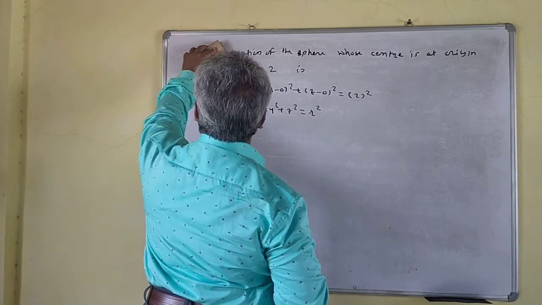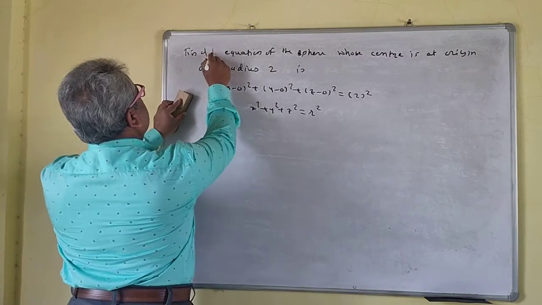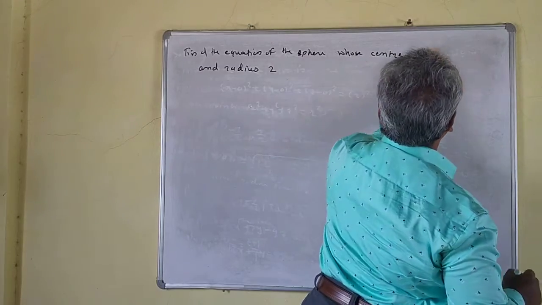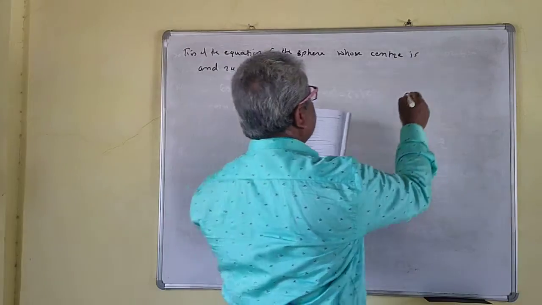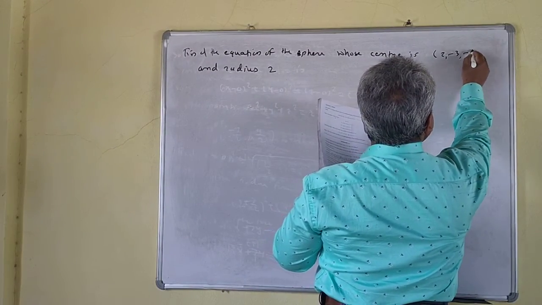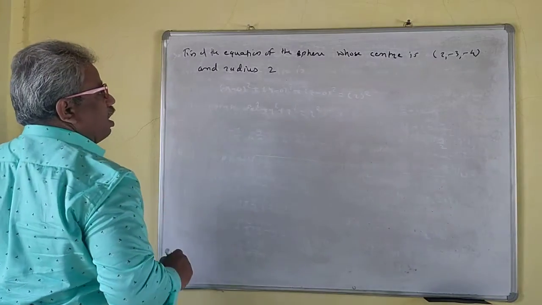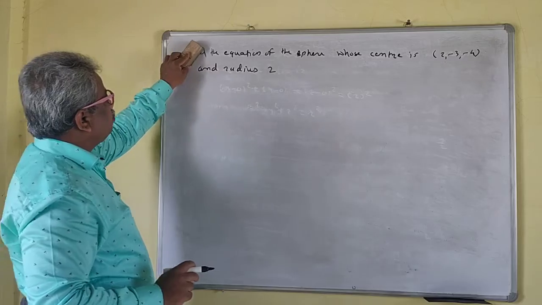Okay, next, find the equation of the sphere whose center is (2, minus 3, minus 4) and radius 2. Again the same thing here. You have given the center, you have given the radius. By center-radius form you can find the equation of the sphere.